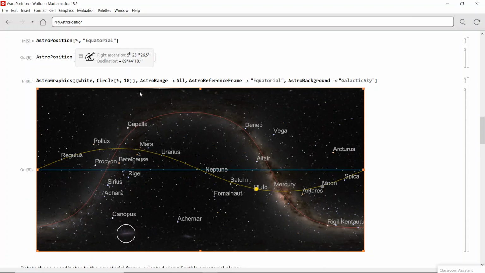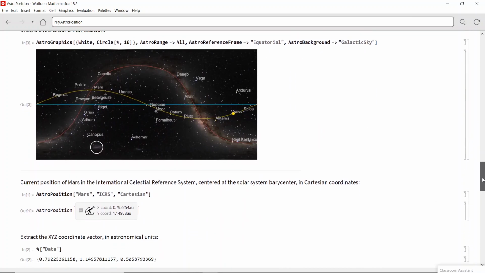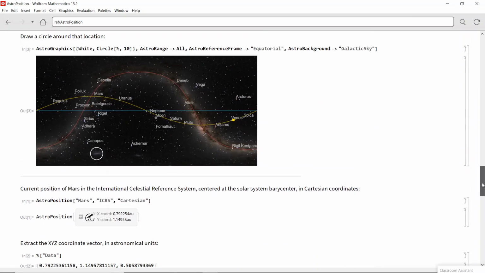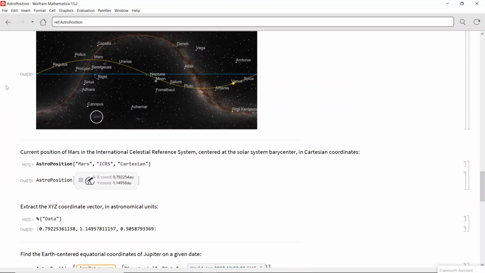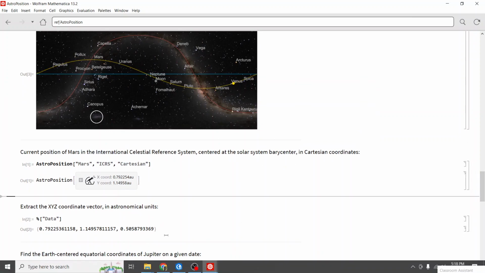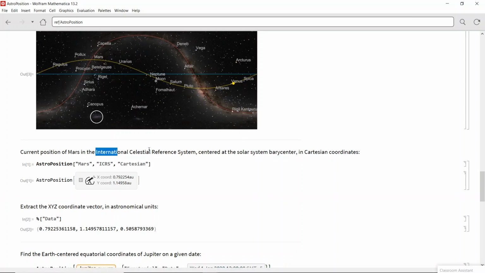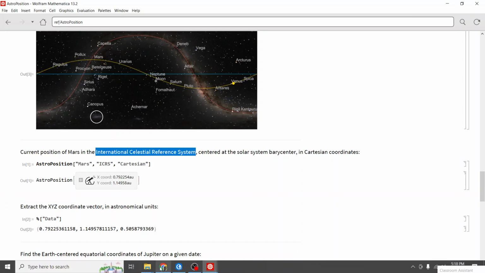So there's the galaxy, I guess, in this white circle. Current position of Mars in the International Celestial Reference System. Center at the solar system barycenter in Cartesian coordinates. What is the inertial frame on that?